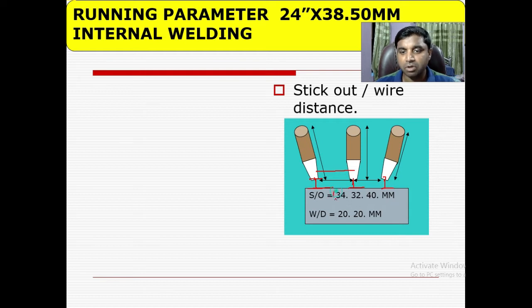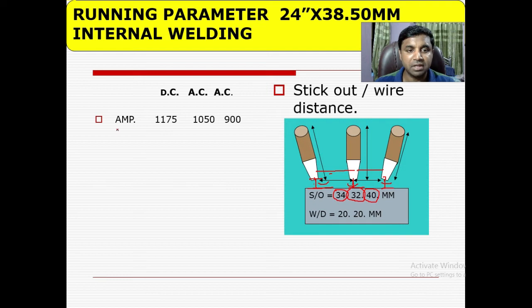The stick out will be different as per the WPS. One is 32, 34, another is 40, because there are three wires. And for wire distance, this one is 20 and this one is 20. The same distance is maintained, though sometimes it may not be the same. So stick out and wire distance, you understand.